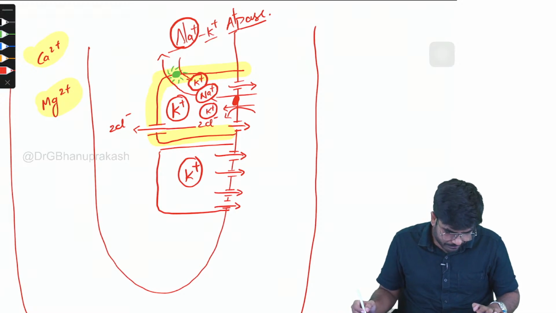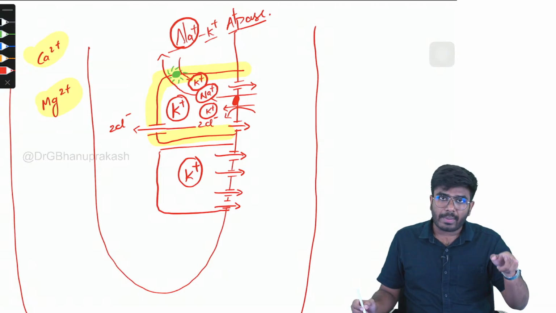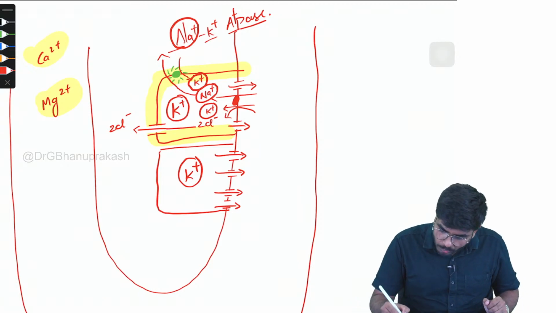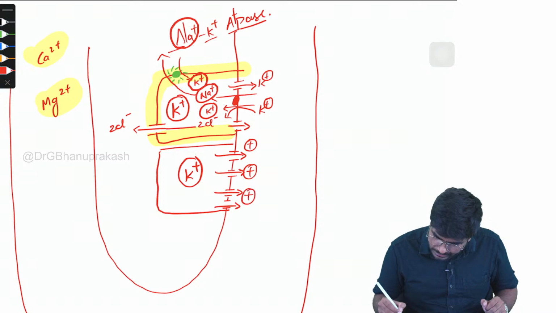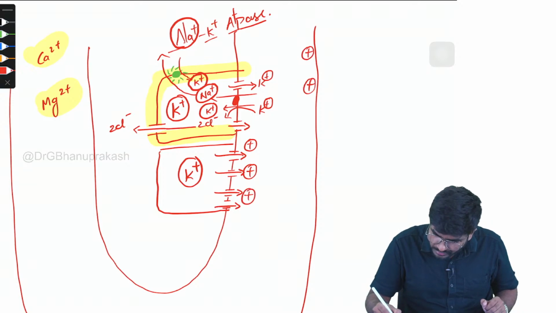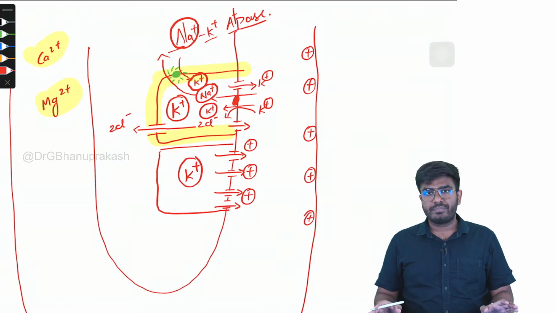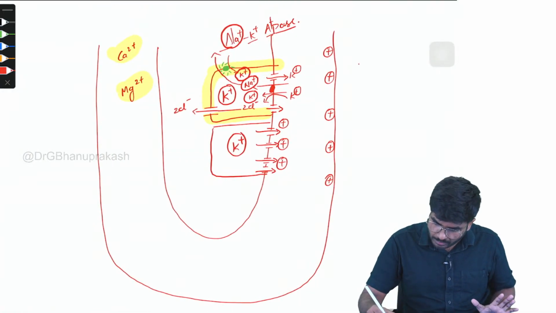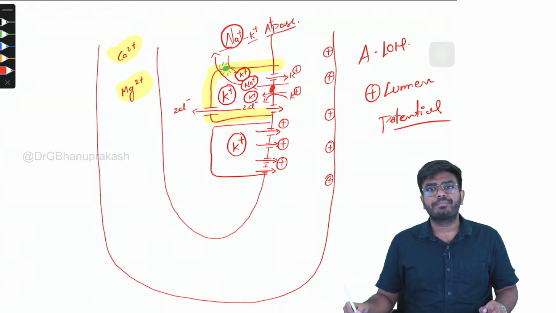Come on guys. Because this potassium is coming back into the ascending limb of loop of Henle, and potassium means K plus, because of the potassium leaking, the ascending limb of loop of Henle has which potential? Positive luminal potential. Very important MCQ. The ascending limb of loop of Henle has a positive lumen potential. Okay.